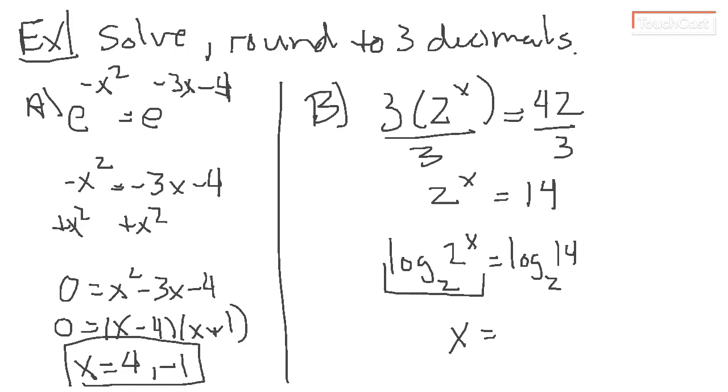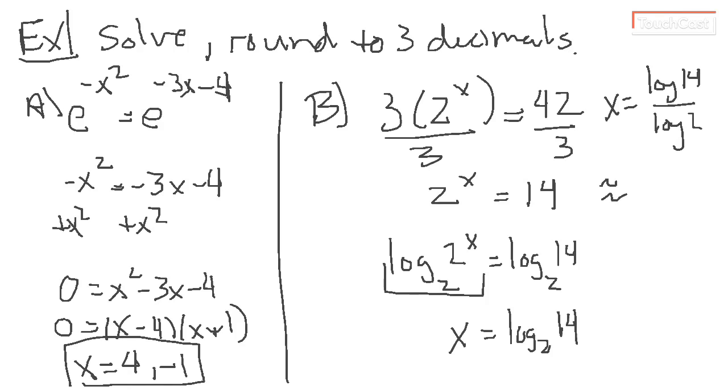So x is going to equal the log with a base 2 of 14, which we can use the change of base formula from the last video we had, which means that x is going to equal the log of 14 over the log of 2. And if we plug that into our calculator, we're going to get that x is just about 3.807. And we're done with example 1b. We're done with example 1.